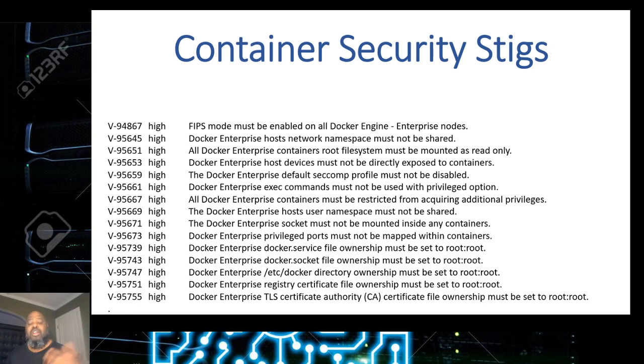Some of those, of course, we went through earlier, but these are more detailed and more in-depth checks of those. All Docker Enterprise containers must be restricted from acquiring additional privileges. The Docker Enterprise host user namespace must not be shared. The Docker Enterprise socket must not be mounted inside the container. The Docker privileged ports must not be mapped within the container. And the Docker Enterprise file ownership should be set to root:root.